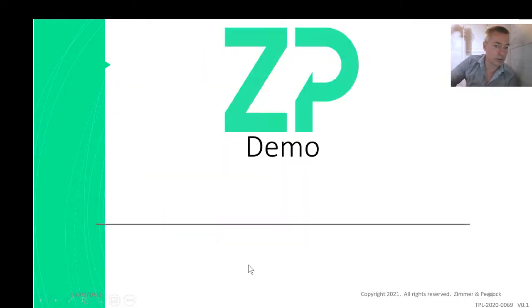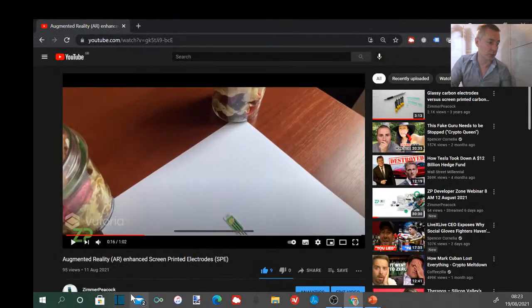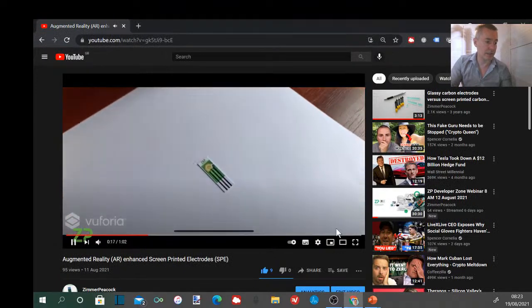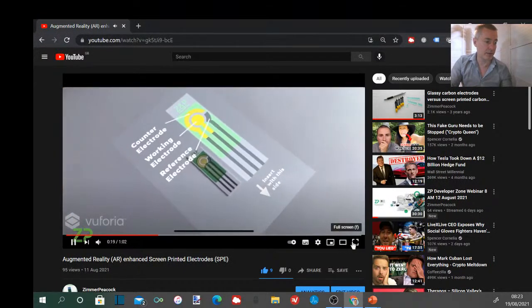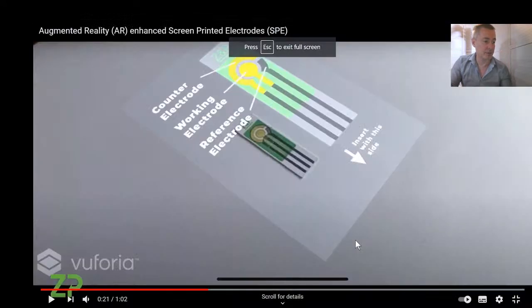So the next thing I'm going to do is a quick demo. Now, Ali and Aftab saw this demo, but I just thought this was kind of cool, and we didn't have time last week to show it. And here it is. This is augmented reality.